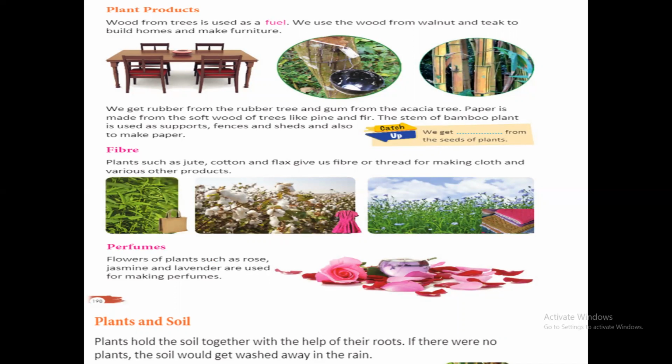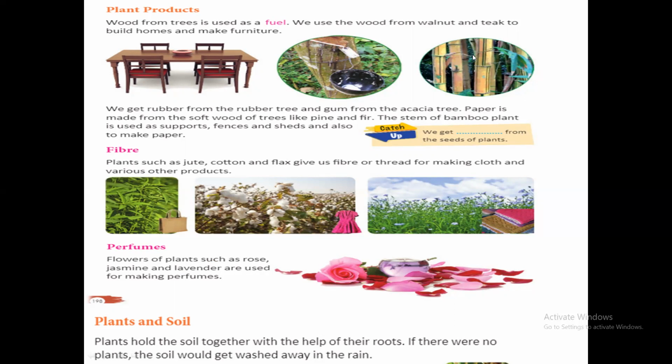We also get rubber from the plant, and we use it for making pipes, rubber bands and tires. Okay, we also get paper from wood. We get paper from different types of wood. For example, pine and fir are the trees from which we get paper. After that, we also use the stem of the bamboo plant. We can use it as a support, or for fences or shades.